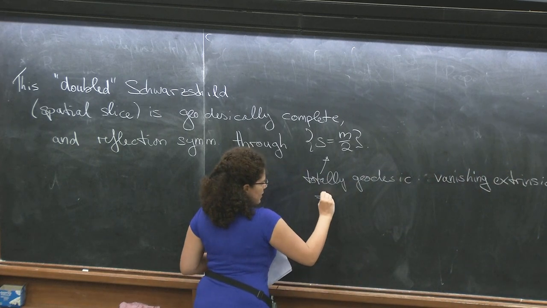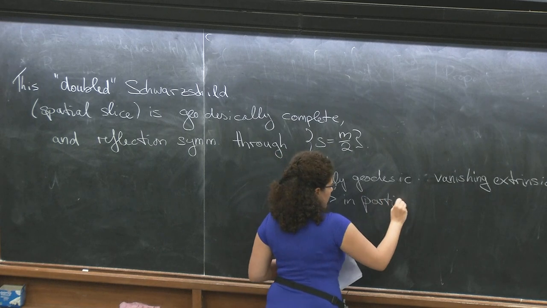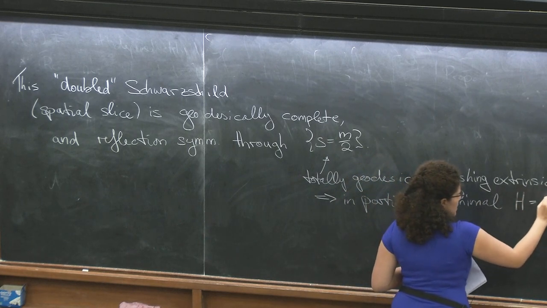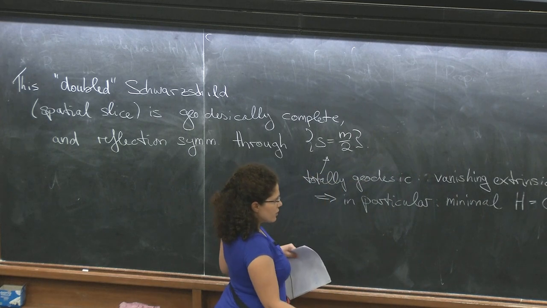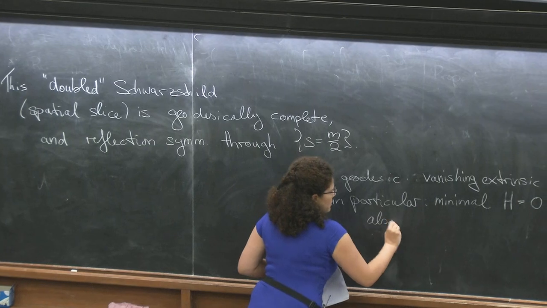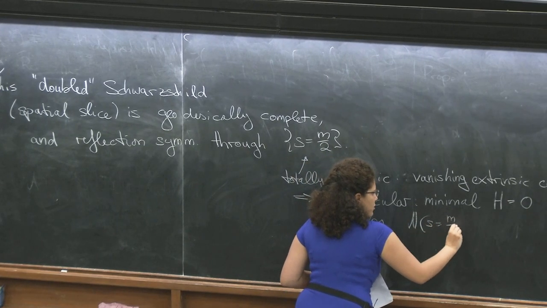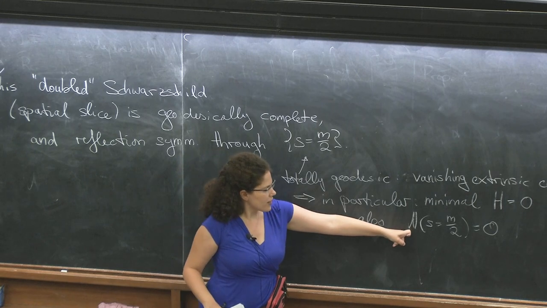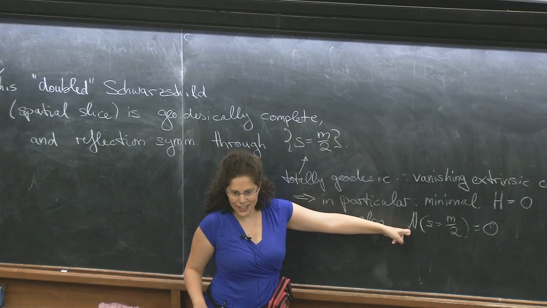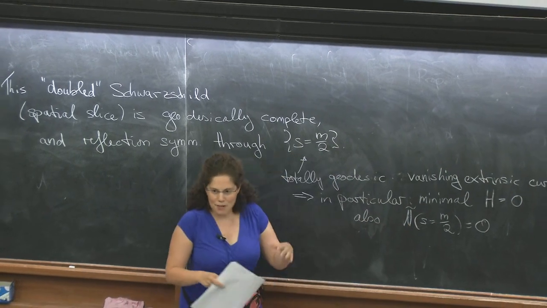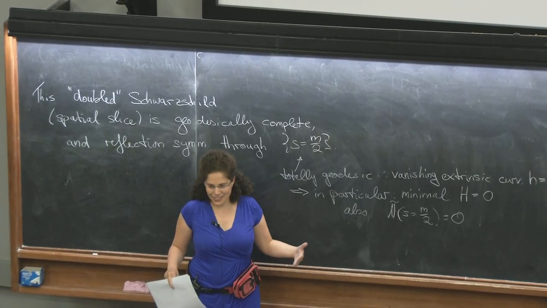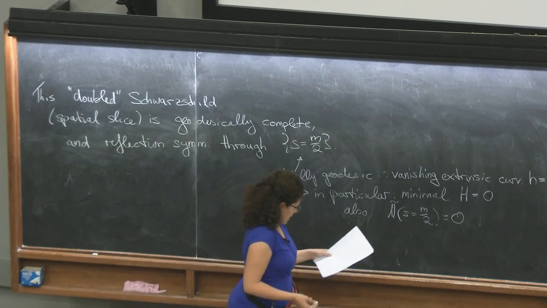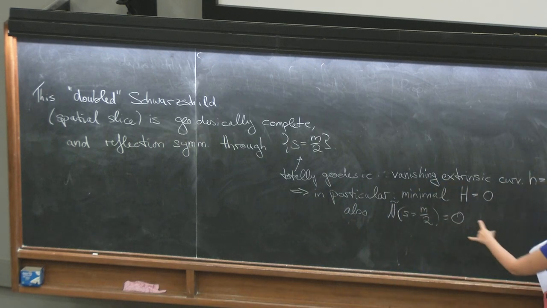And in particular, it's minimal. This is something you've probably seen in Rick's lecture. So the mean curvature is 0. This is mostly to fix notation. And also, what we've seen is that n of S equals m over 2 is 0. So if you're listening very carefully, you notice that n was a function of r and not of S. And S is now a new coordinate. So I'll write a little twiddle over there, meaning the same function written in a different coordinate variable. Okay, so it's a different formula, but it's the same function. And we won't need the explicit form. We only need that it will be zero there.